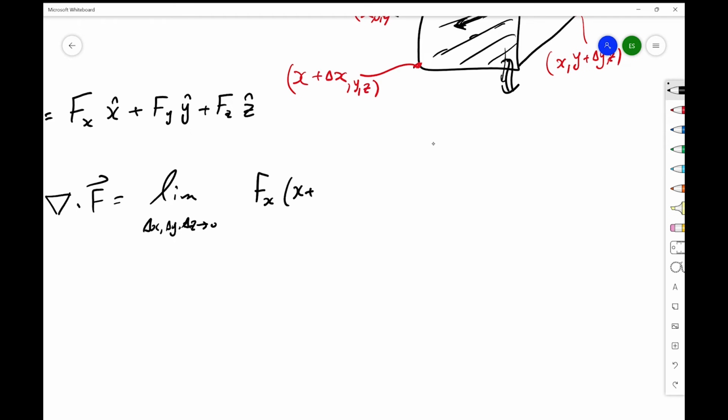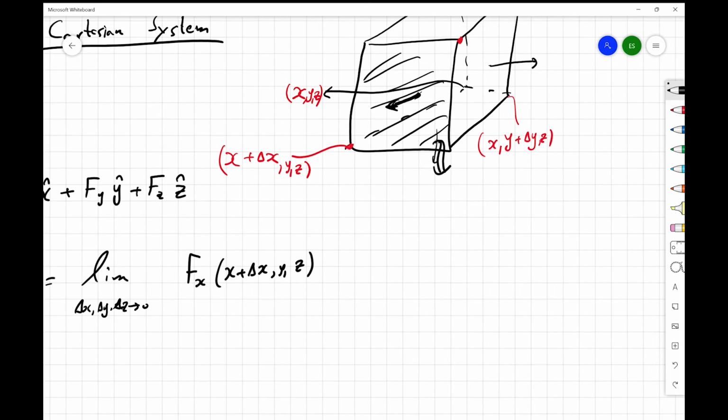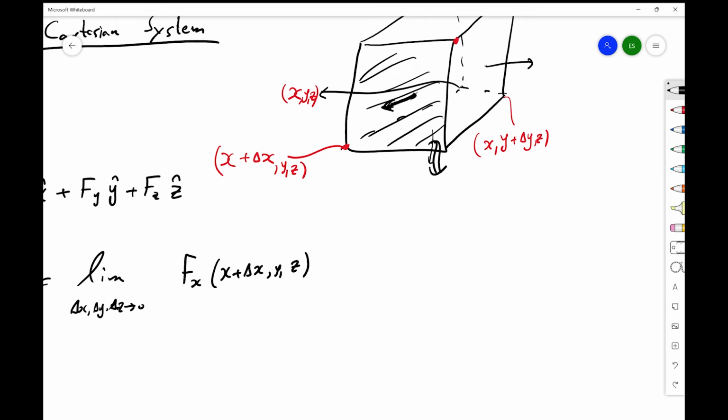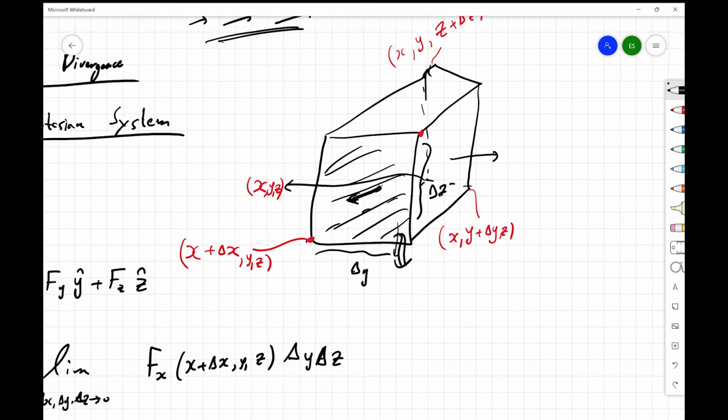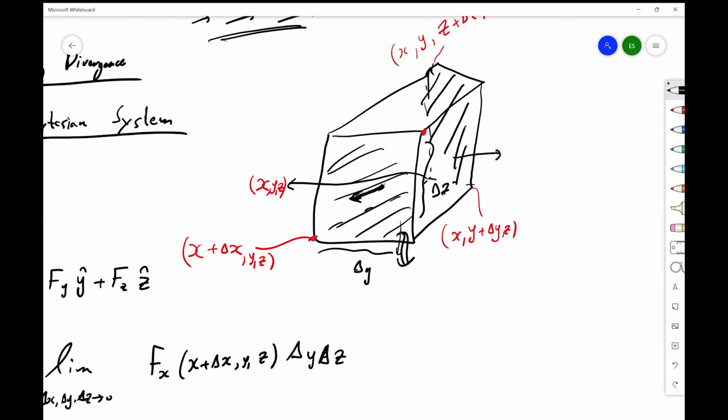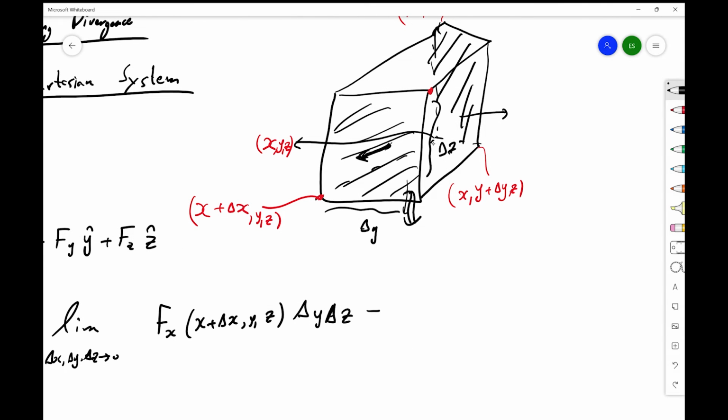fx(x plus delta x, y, z). This is the value of the field times the surface area, which is delta y delta z. Minus now the back plane. The back plane is going to be in the opposite direction, because it's inverse to the normal to that surface. Remember, the normals always point outwards. So it's going to have a negative sign: fx(x, y, z) times delta y delta z.